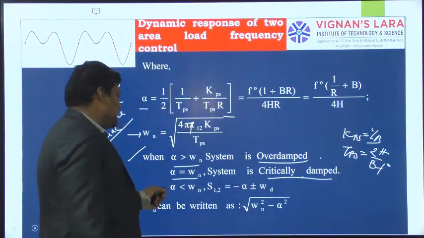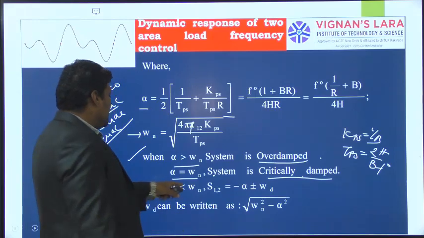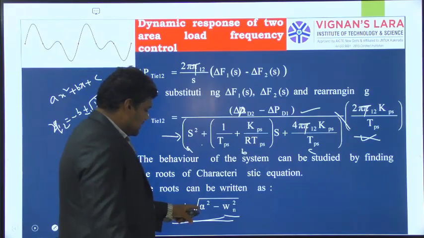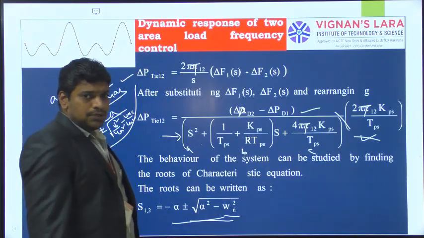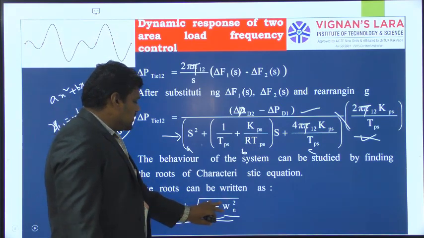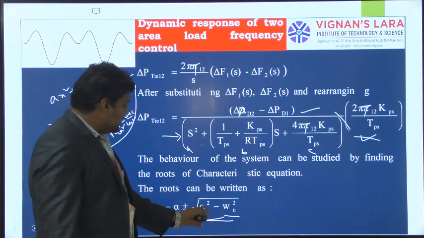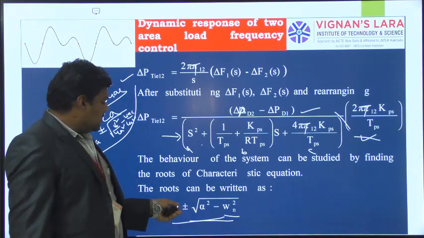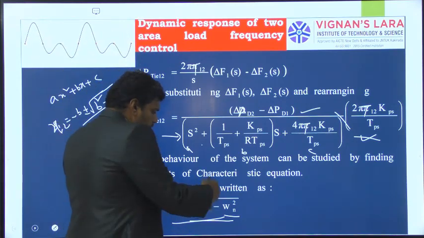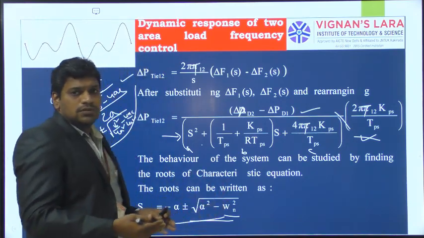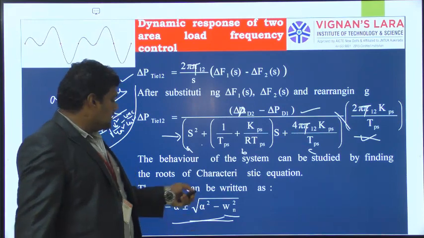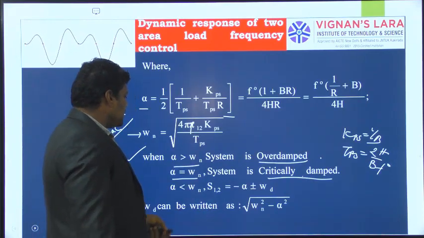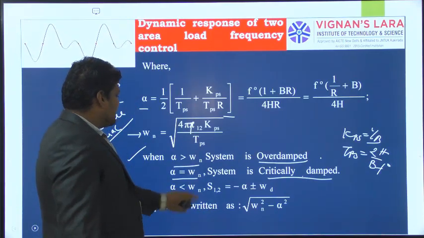At the same time, the third scenario, when alpha is less than omega n, you can say the roots will be negative. You will get here the roots will be complex. Within the root you will get the negative term. So the roots will be complex conjugate numbers. So alpha is less than omega n.